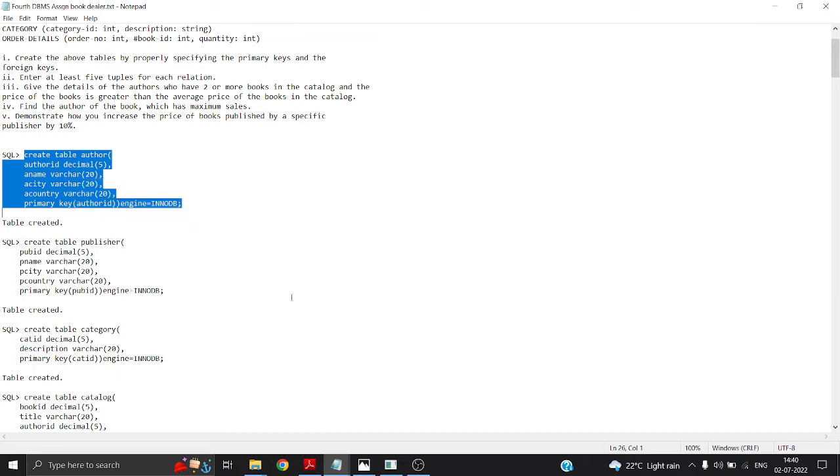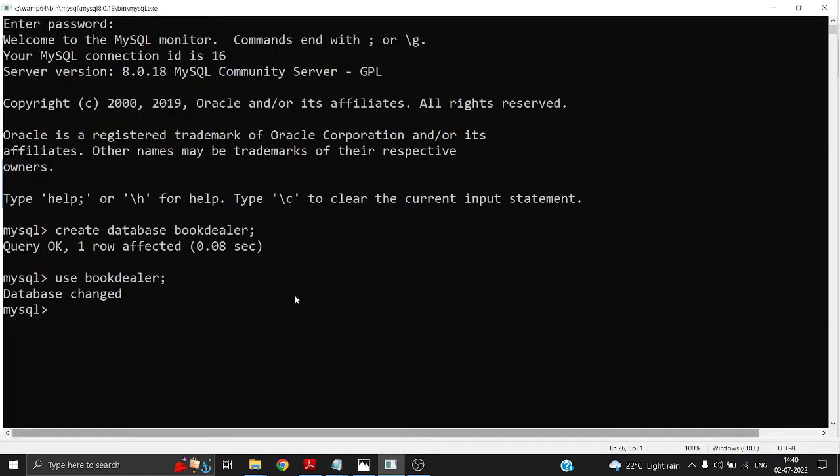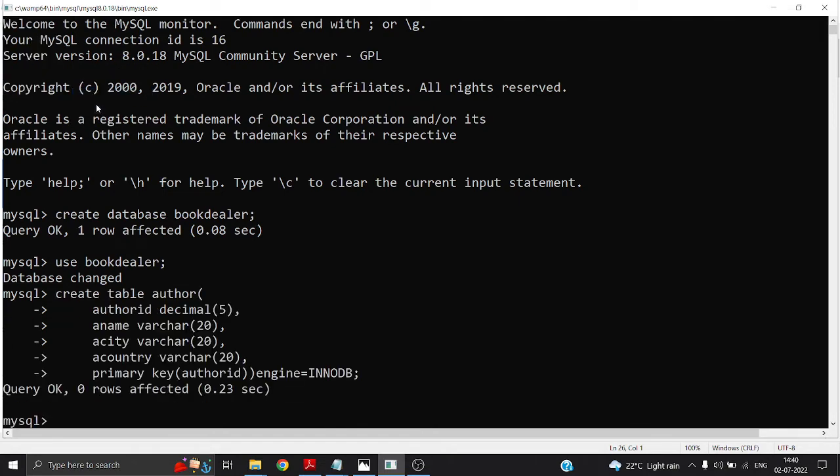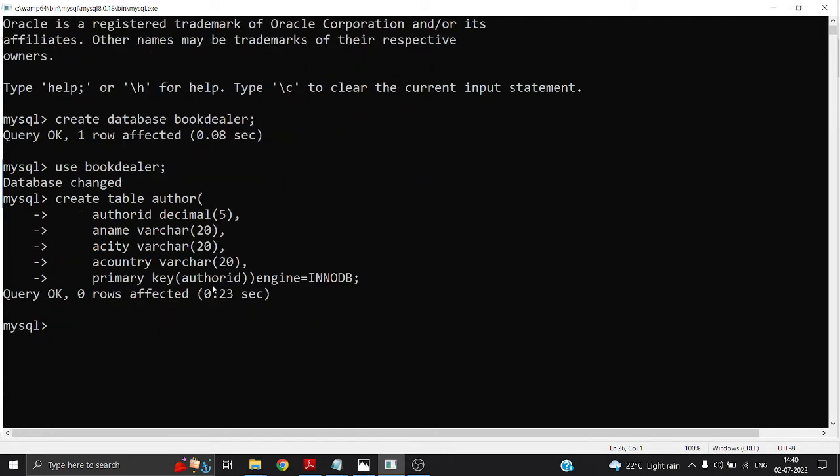So let me copy and paste so that we can save the time. The first table is about the author table. So now look at this author table. The author table has author ID, author name, author city, and author country, where author ID has the data type decimal of size 5, followed by varchar of size 20 for the remaining three attributes.